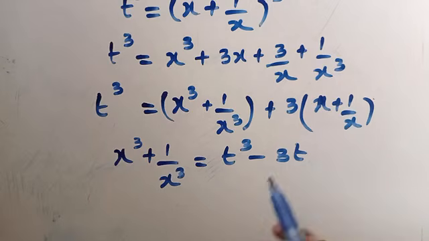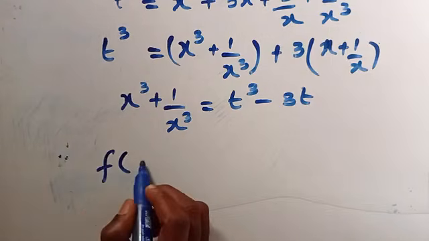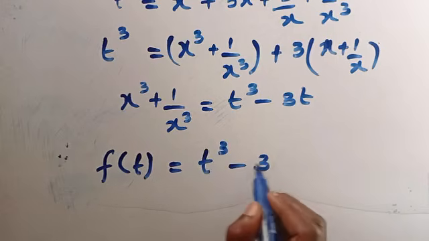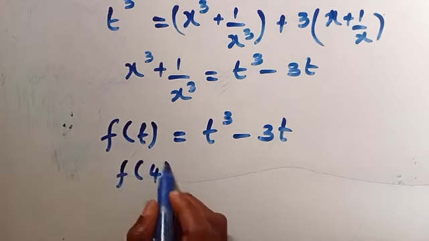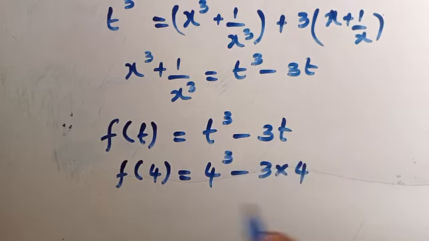So if this is what we have, let's note that for all t in this range of x plus 1 over x, the absolute value of t is always greater than or equal to 2. So for this case, if we resubstitute, we are going to have f of t equals t cubed minus 3t. Changing this t to x and changing x to 4, we are going to have f of 4 equals 4 cubed minus 3 multiplied by 4. Then everything here gives us 52.